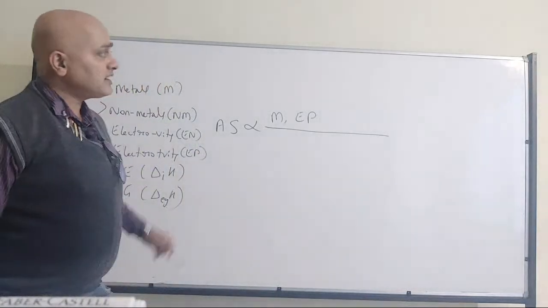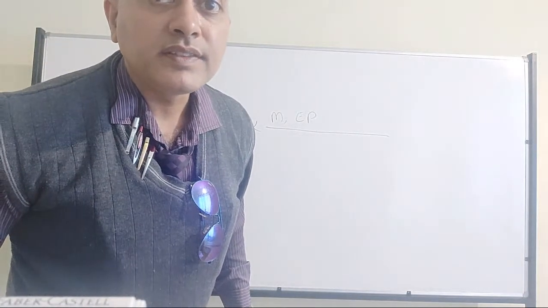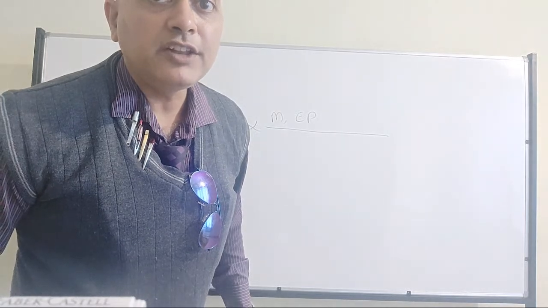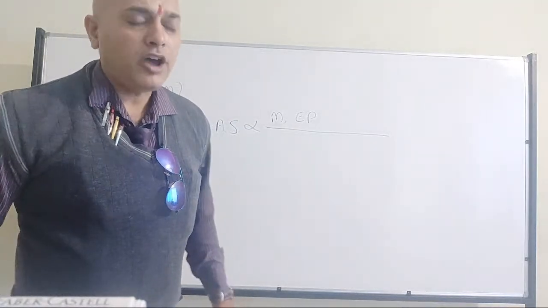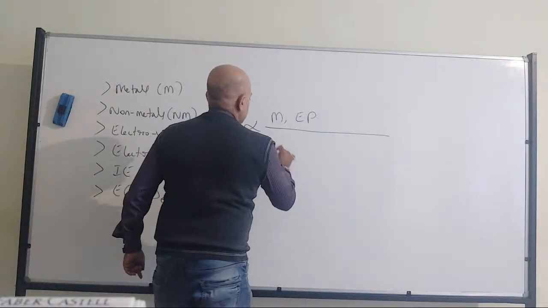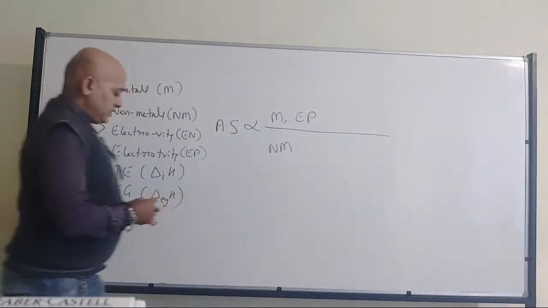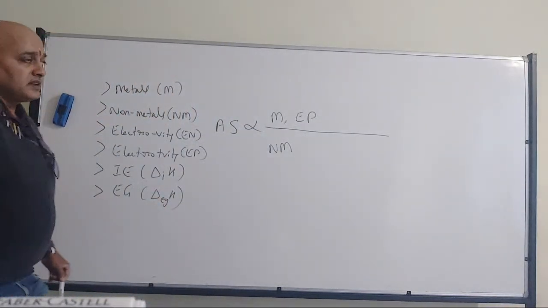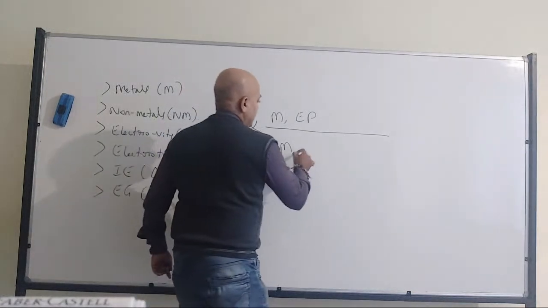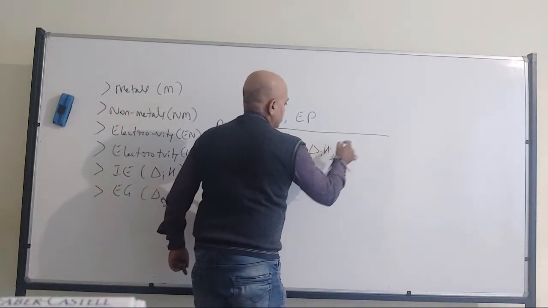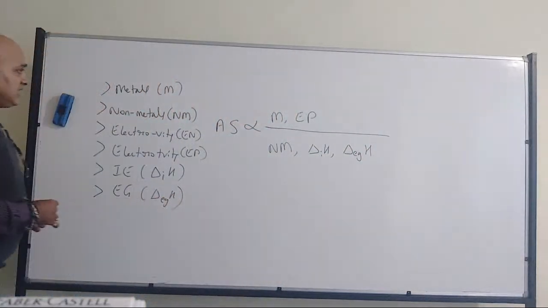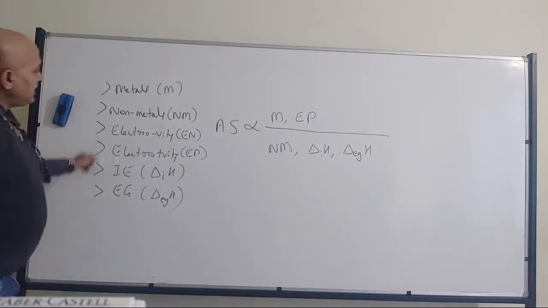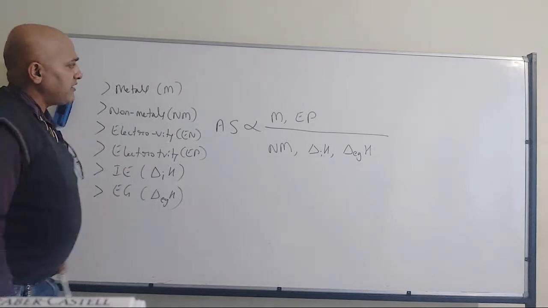Fine. So what will come in the denominator? Yes, metals and non-metals. Okay, fine. So non-metals will come in the denominator. Then what else? Next is ionization enthalpy. Next is electron gain enthalpy. So all this comes in the denominator. All of you will agree? So we have a total of 6 characters. There we have only written 5.